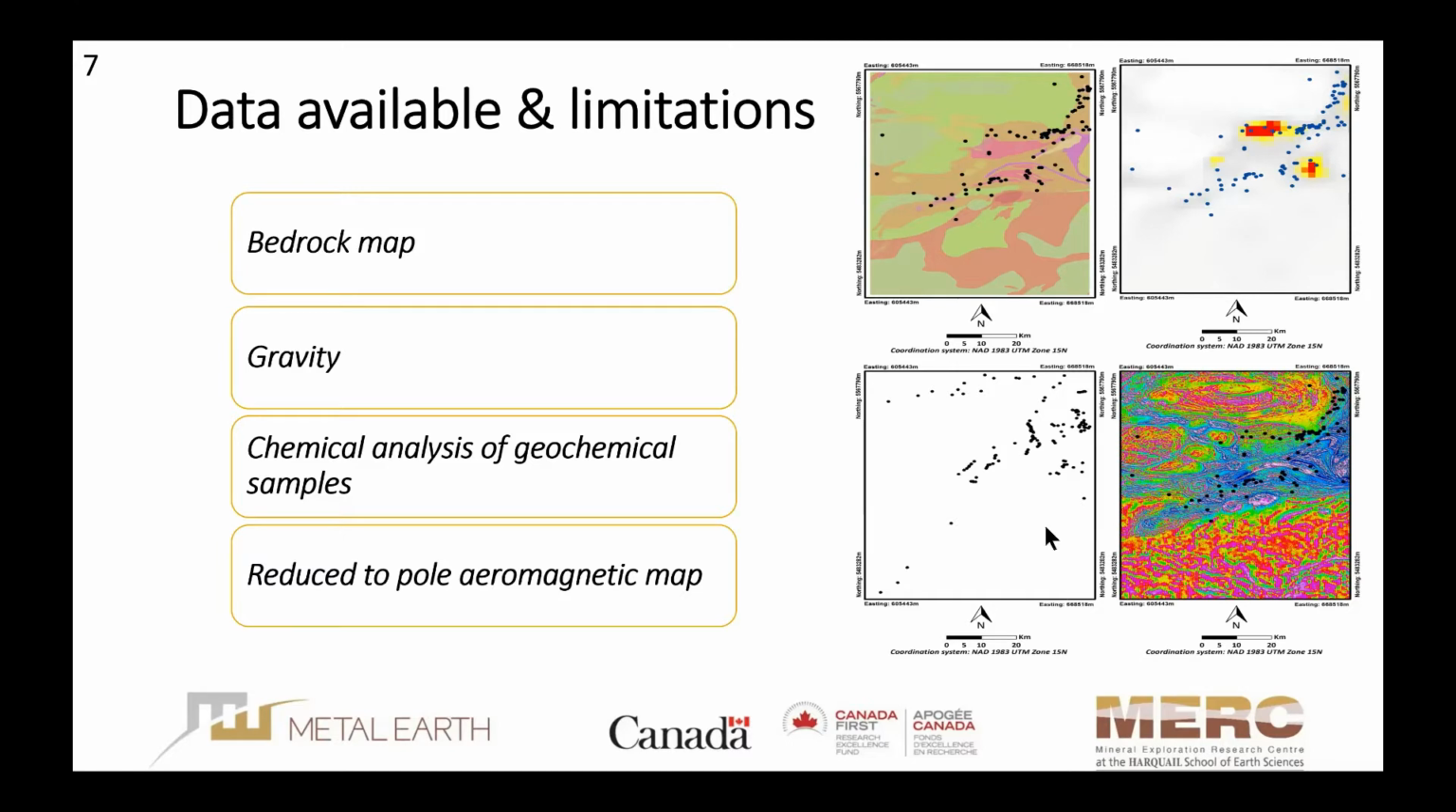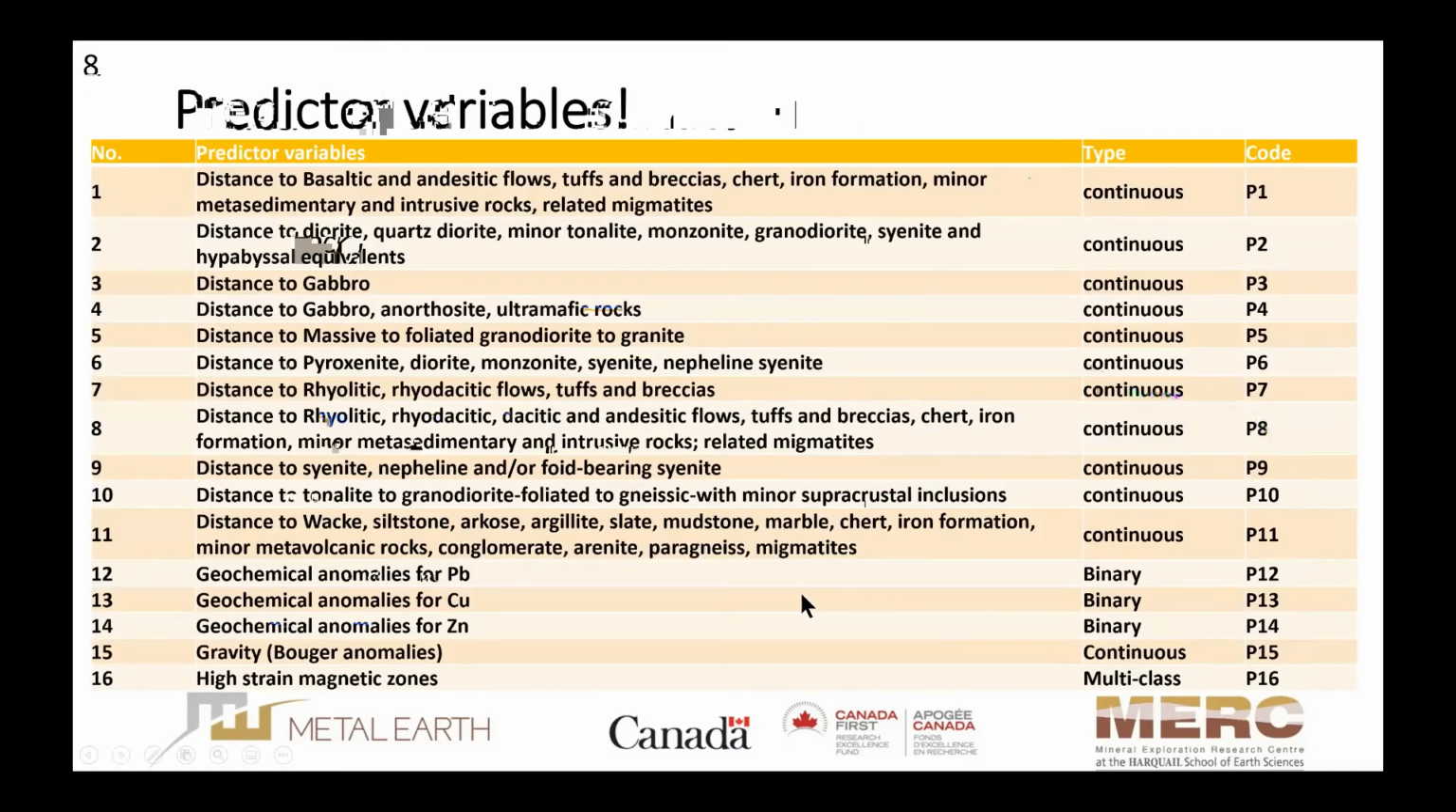So fortunately, the method that we have used in this study, random forest, as already explained by Puran, enables us to really address the problem of non-values in our data sets. And also we have some magnetic data sets. We have used them in order to define high strain zones, which are actually important for the transportation of ore-bearing components for orogenic gold systems. So with these data sets, what we have done is that we have developed 16 different predictor variables.